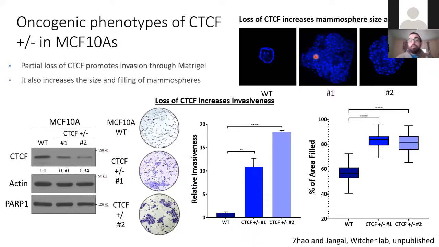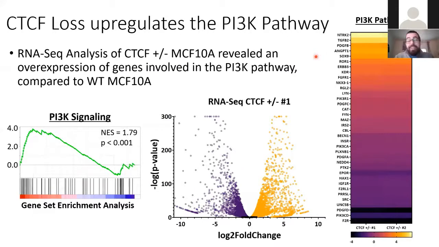So then I wanted to look at the changes in gene expression that were driving this oncogenicity. So we did an RNA-seq. And when we did a gene set enrichment analysis of our RNA-seq, we saw that the genes involved in the PI3K pathway are upregulated in our knockouts compared to our wild-type cells. And the PI3K pathway is an oncogenic pathway that promotes cell survival, growth, and also invasiveness. So its upregulation can explain the oncogenic phenotypes we were seeing in our cells.